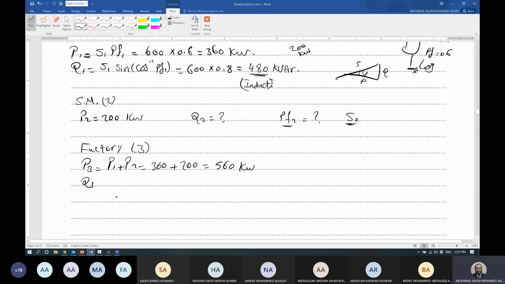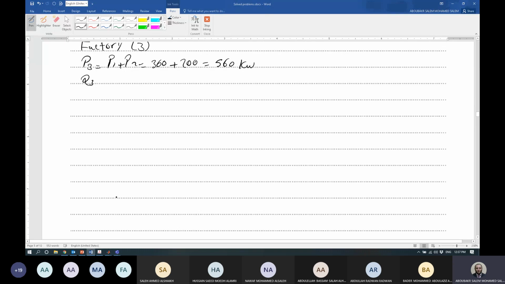We have now the new power factor of 0.9. So from the power triangle again, we can say that if this is the power triangle P, Q, S, and this is phi, we can see here tan phi equals Q over P. So Q equals P tan phi. So we can say it's equal to P3 tan phi, and phi is nothing but cosine inverse power factor 3.